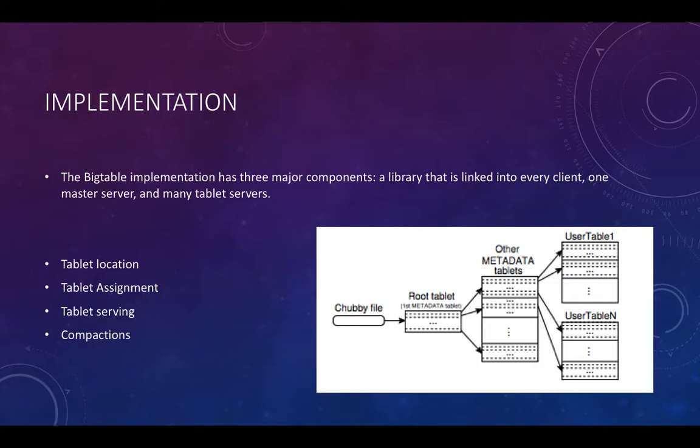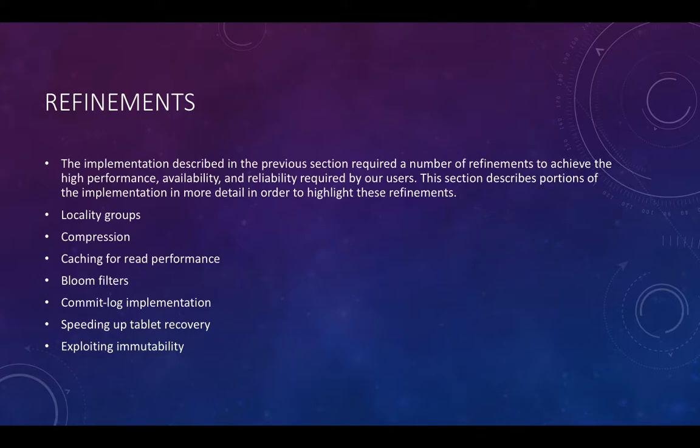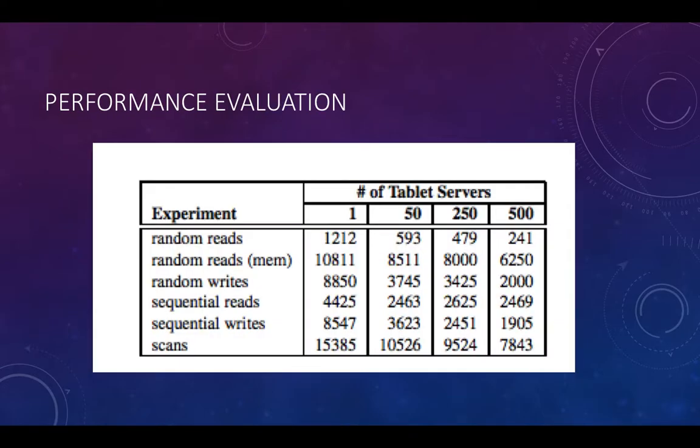Well, the implementation requires a number of refinements to achieve high performance, and the refinements include the following methods: locality groups, compression, caching for read performance, Bloom filters, commit log implementation, speeding up tablet recovery, and exploiting immutability.